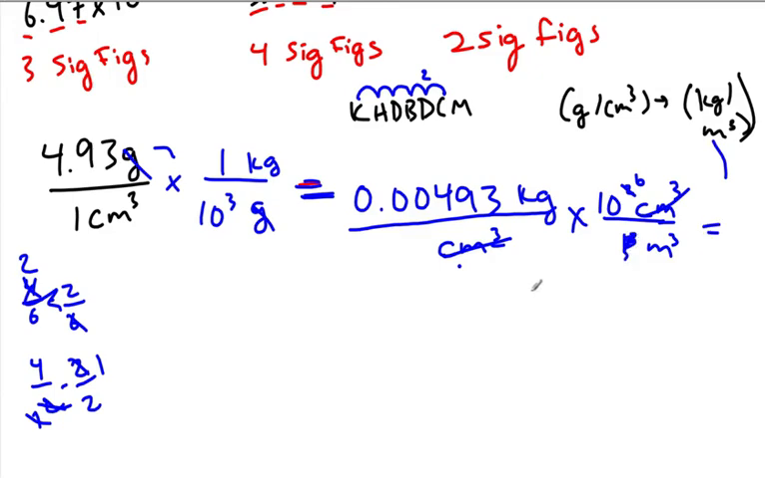We're going to have to multiply this number. So I'm going to take the answer already on my calculator. I'm just going to hit the multiplication sign, 10^6, enter, and then we get our answer to be 4,930 kilograms per meter cubed.